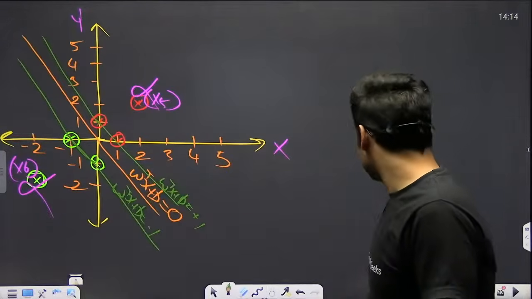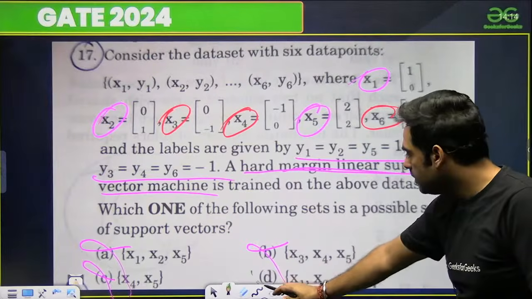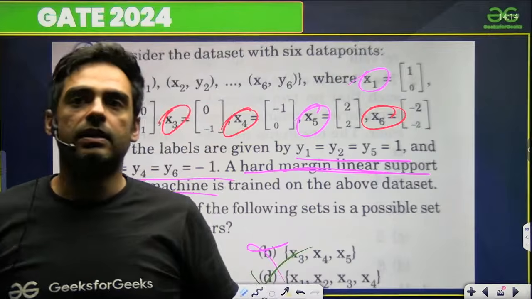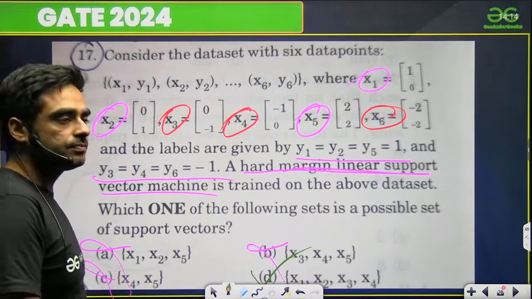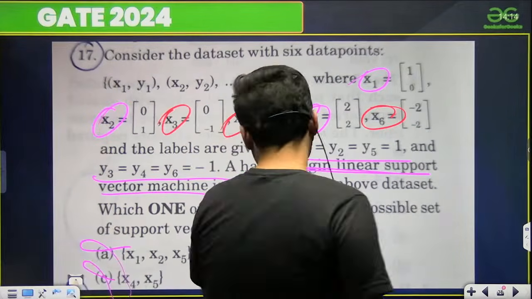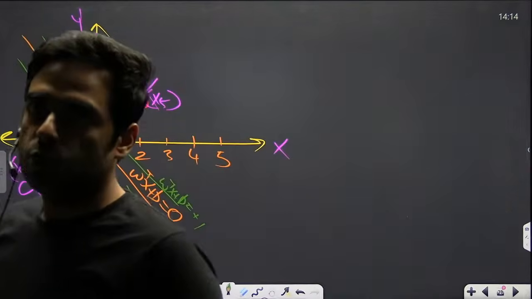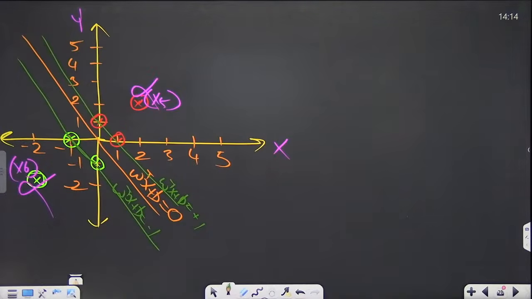So the answer would be D here. I hope this makes sense and is clear. Let's note it down. I'll wait for a minute, note it down, and we have a single concept remaining. We'll do this. Just one more concept, then you will be free.